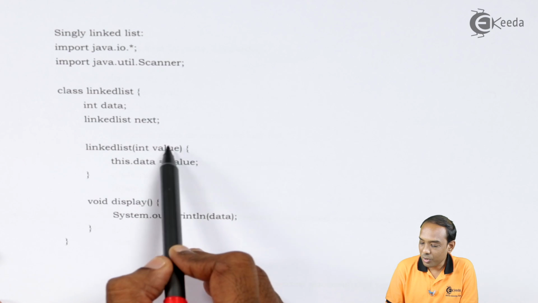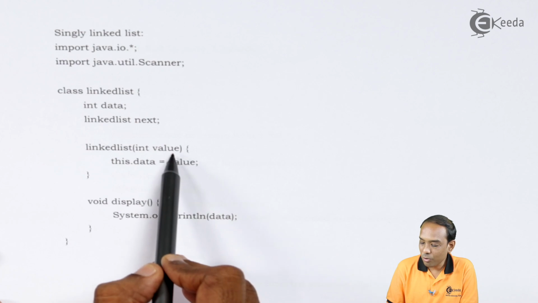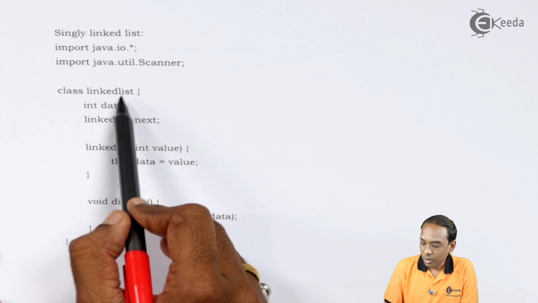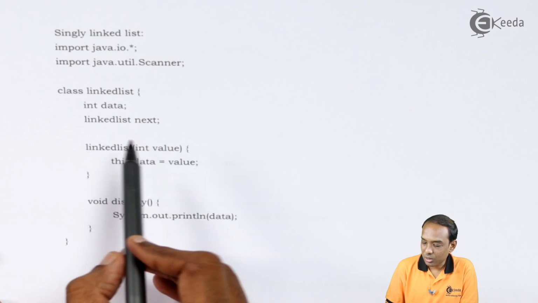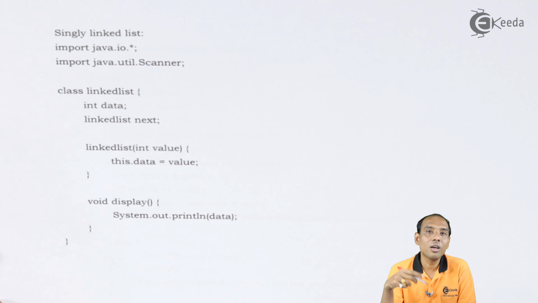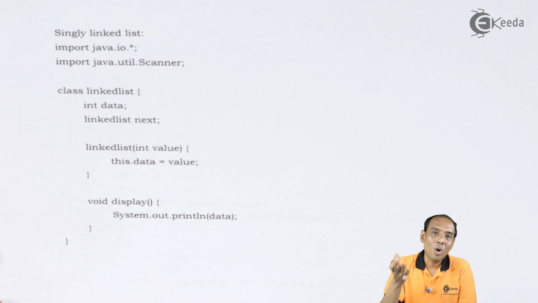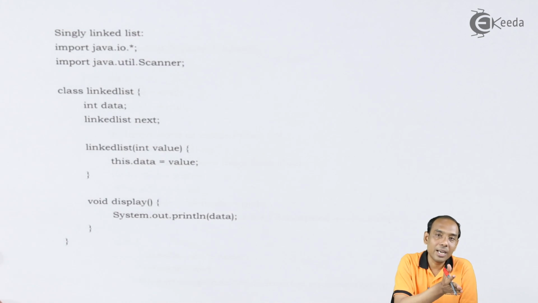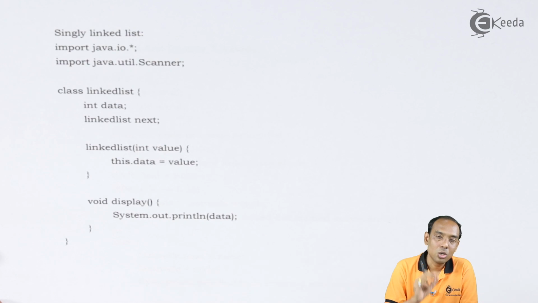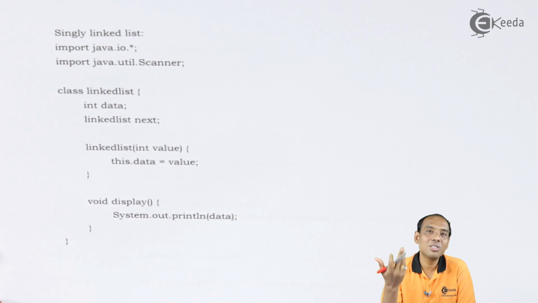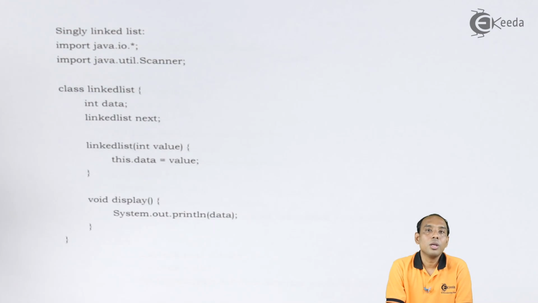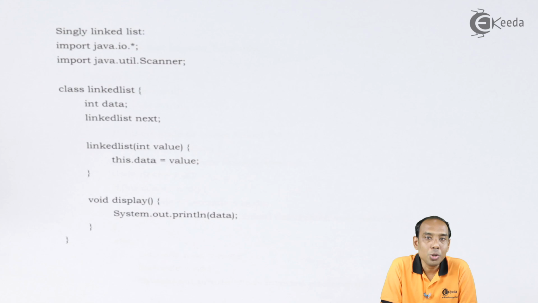This value I will take from the user, and this value will be transferred to my data, which is the variable of the class linked list. So this dot data equals value. Value will be taken from the user. So value will be transferred to data, which is now the variable of which class? Linked list class. So using these concepts of reference variable, I can take the values also. Now value is to be taken from the user.